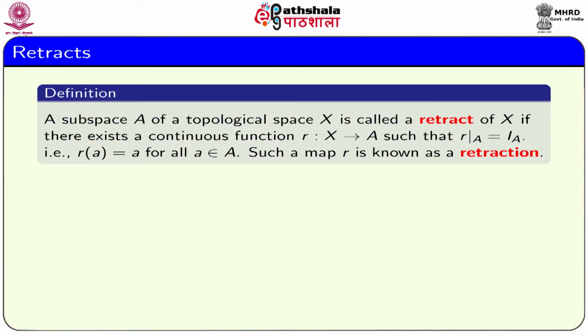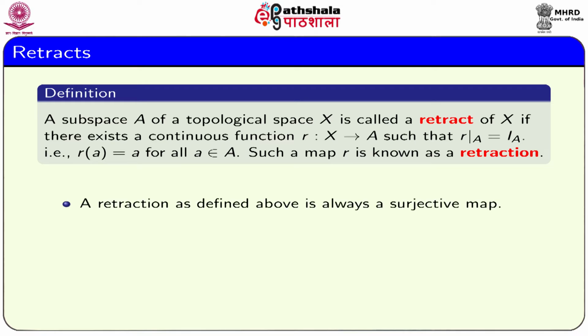A subspace A of a topological space X is called a retract of X if there exists a continuous function R from X to A such that R restricted to A is the identity function on A. That is, for all a belonging to A, R(a) is equal to a. Such a map R is called a retraction. A retraction as defined above is always a surjective map.